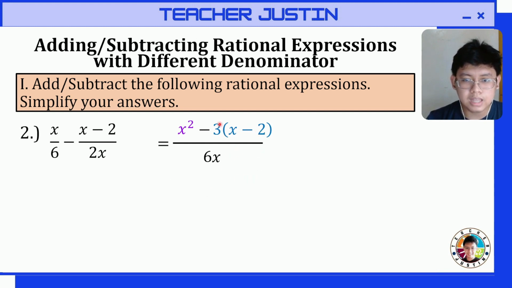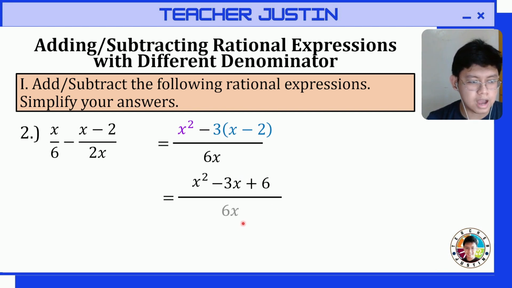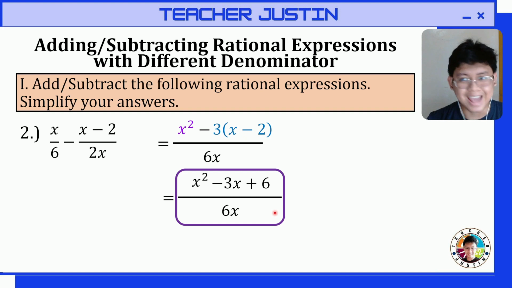Now, let's apply the distributive property. So, we have x squared, kopyahin natin to, tapos distribute natin si negative 3. So, negative 3 times x, and negative 3 times negative 2. That will give us negative 3x plus 6. Now, let's just copy our denominator, 6x. Now, let's try to simplify them. So, since hindi na natin to masisimplify, this will be our final answer. And that's it. Ta-da! Alright.